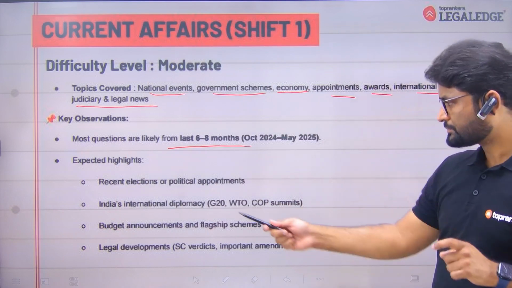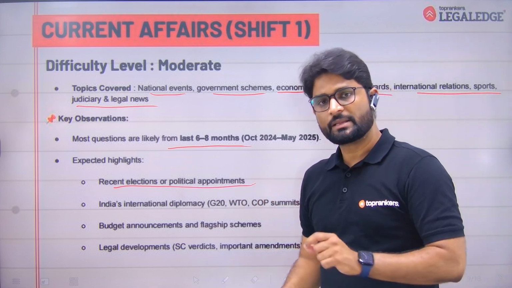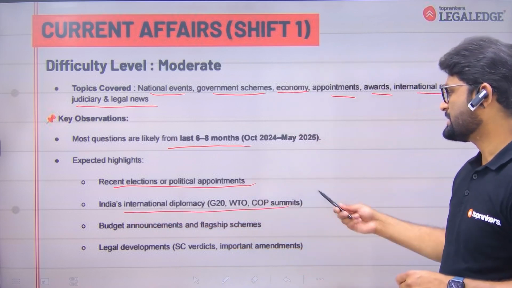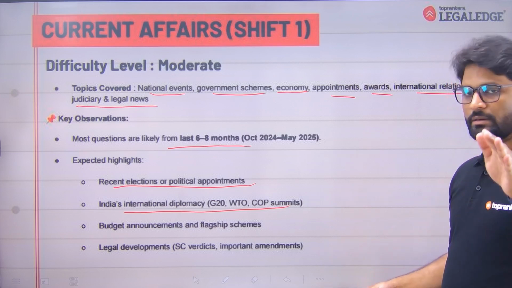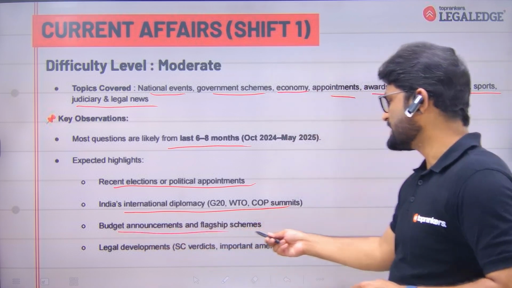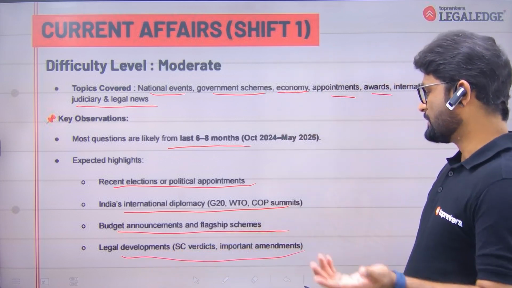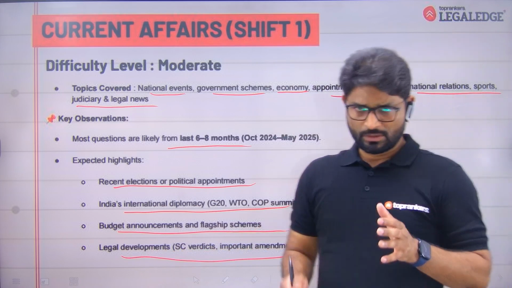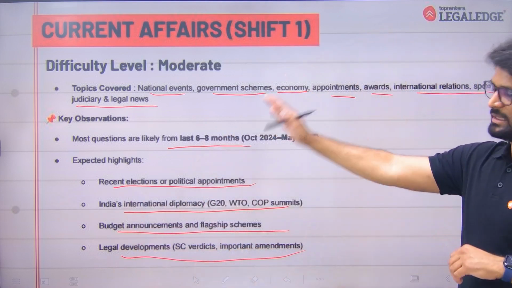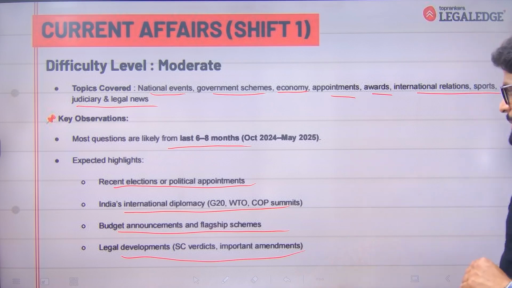Expected highlights. Questions were there on recent elections or political appointments. So they will ask this next year also. Prepare this part. India's international diplomacy, G20, WTO, and COP summits. The questions were there. Budget announcements and flagship schemes were asked, and legal developments such as SC verdicts and important amendments. Questions were also there from these topics. So if you want to prepare current affairs, these are the key observations from our side. You can note this down. You can take a screenshot of this and start your preparation.